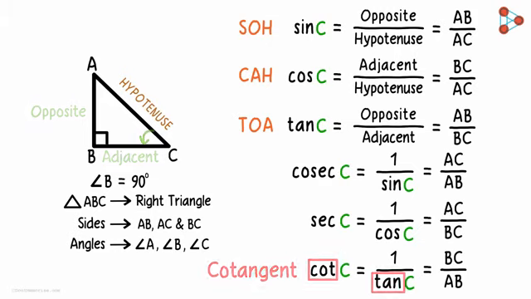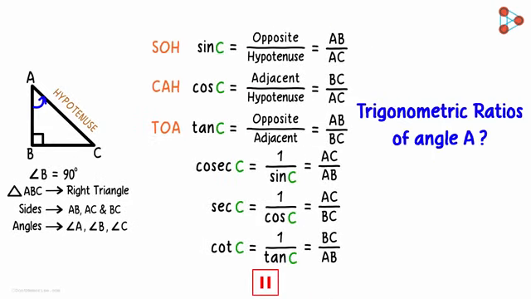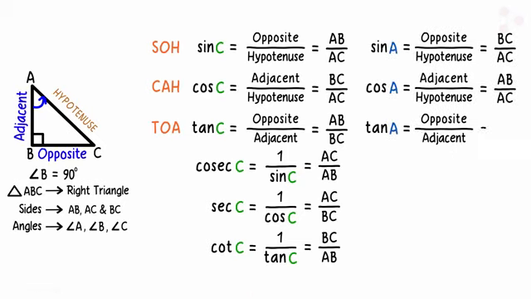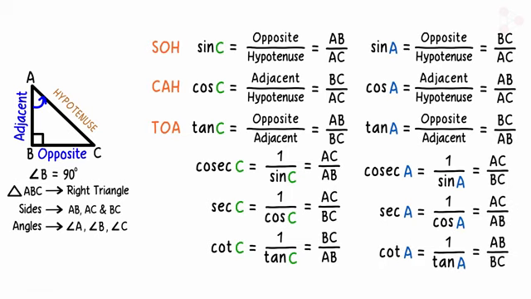Now, can you list down the 6 trigonometric ratios of angle A? Pause the video and give it a try. Here are the 6 ratios that you must have got. Remember that the adjacent side of angle A is AB.